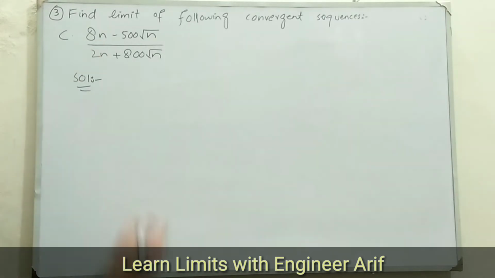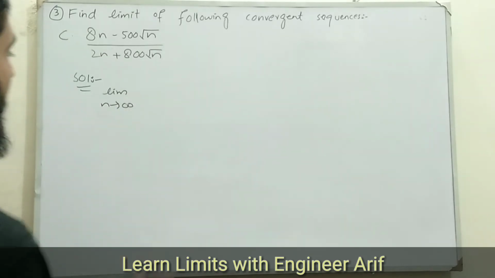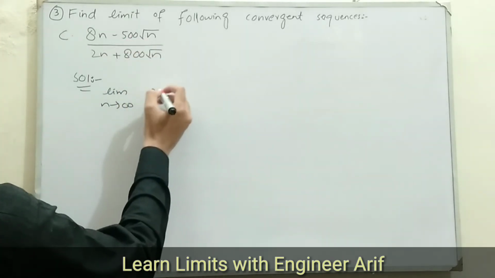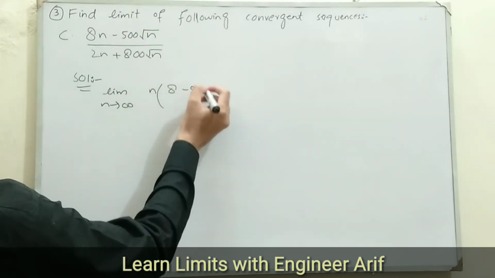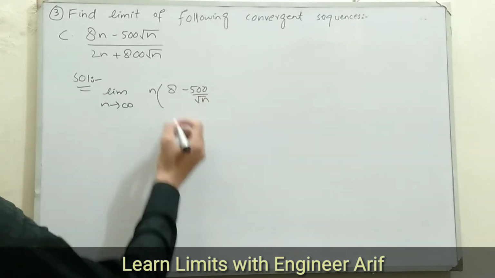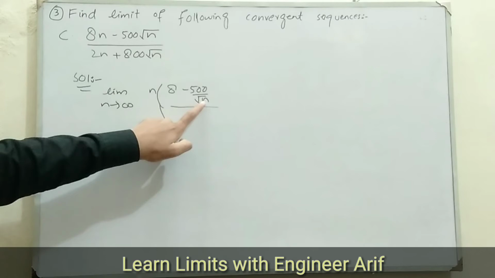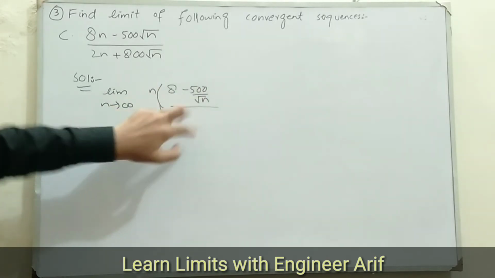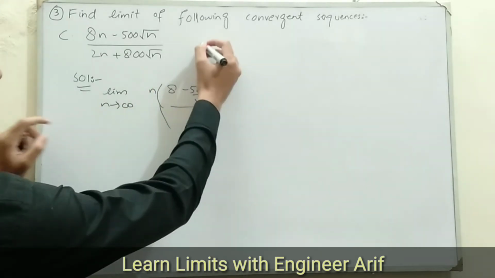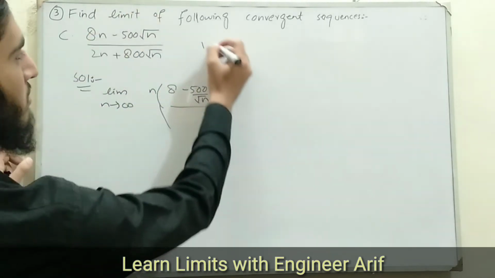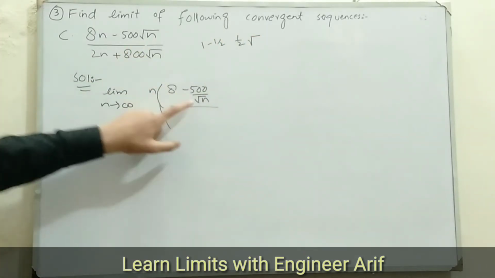Here we will take n common, limit n approaches infinity. By taking n common in the numerator, we are left with 8 and minus 500 divided by square root n. Why do I take square root n? Because here the power of n is 1 and here the power of n is 1 over 2. So by moving it to the numerator it becomes n power minus 1 over 2, and here n power is 1. Subtracting gives us 1 over 2, so it means that we are again left with square root n.